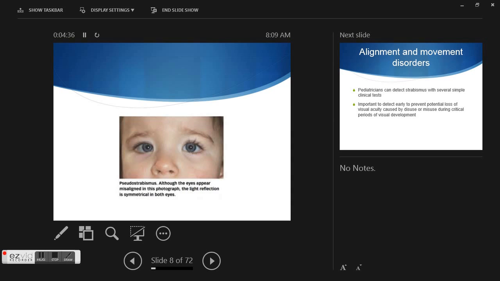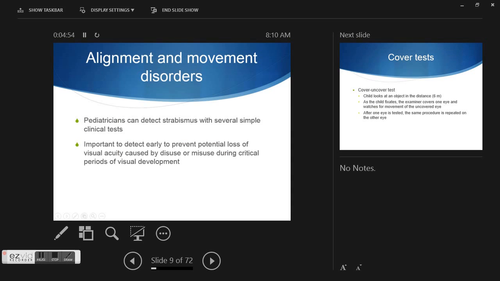So you can see in this picture that although the eyes appear misaligned, the light reflection is symmetrical in both eyes. So this child does not actually have a strabismus, but it's rather a pseudostrabismus. Okay, you can see here how the light looks pretty much symmetrical.